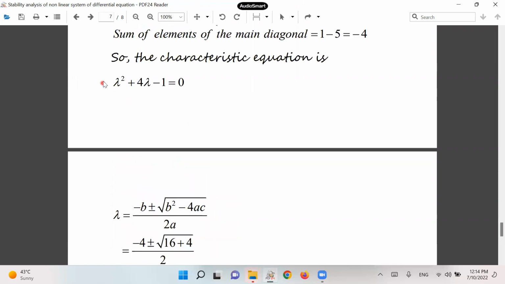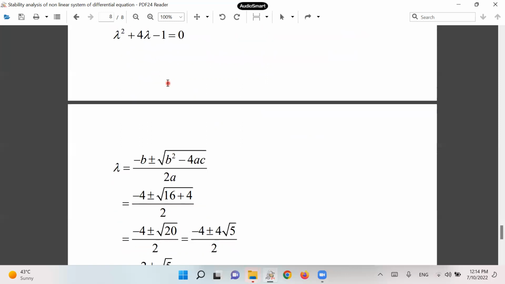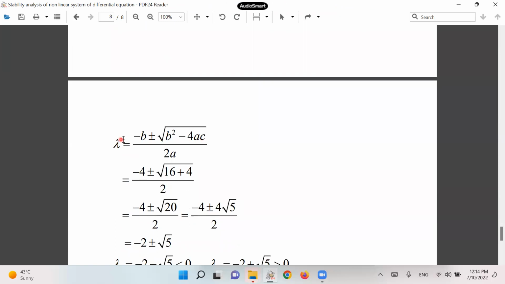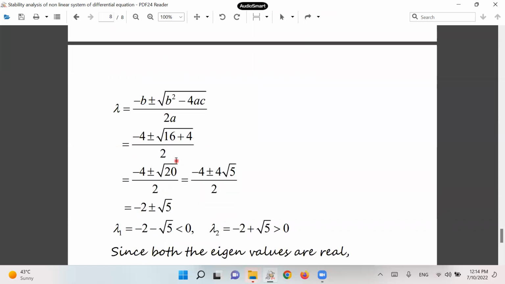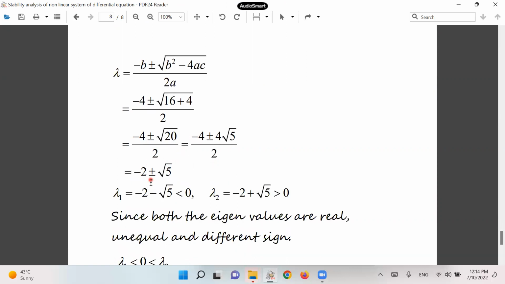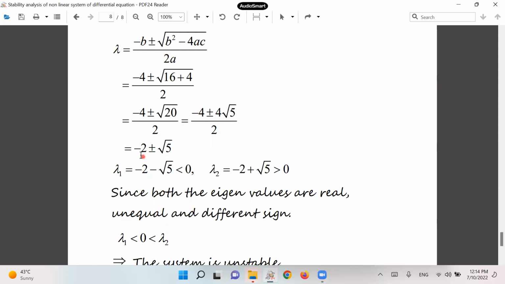After that, we have to see here a is 1, whatever the coefficient of lambda square, that is a. So a here is 1, b is the coefficient of lambda, so that is 4, and c is the constant term, which is minus 1. So now just substitute the values of a, b, and c in the quadratic formula. So b is 4, so it becomes minus 4, and this becomes 16 plus 4, over 2. So just simplify them, and we get in the end the answer minus 2 plus minus square root of 5.